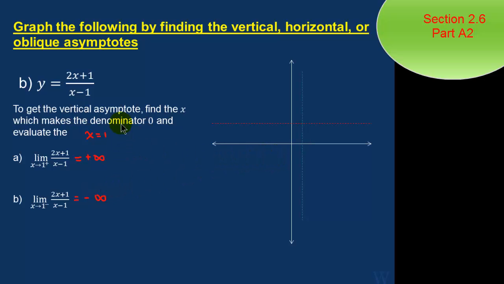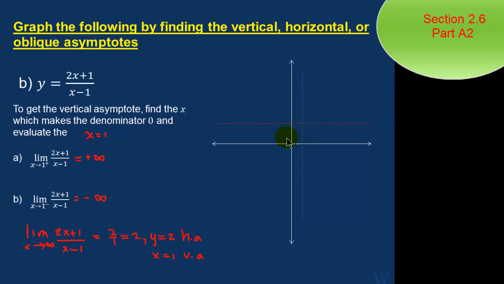Okay. Now, to get the horizontal asymptote, we check the degree of the numerator and the denominator. Since the limit of (2x + 1) over (x - 1) as x approaches infinity is 2 over 1, which is equal to 2, then y equal to 2 is our horizontal asymptote, and x equal to 1 is our vertical asymptote. Okay? So what we can do is just plot a few points.